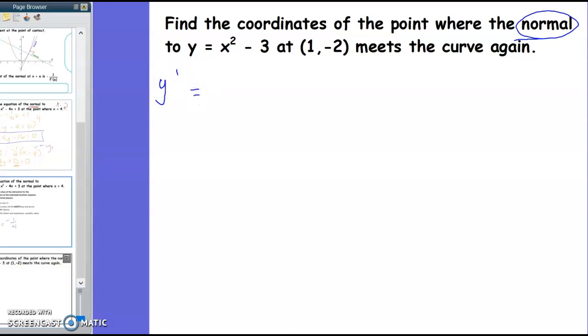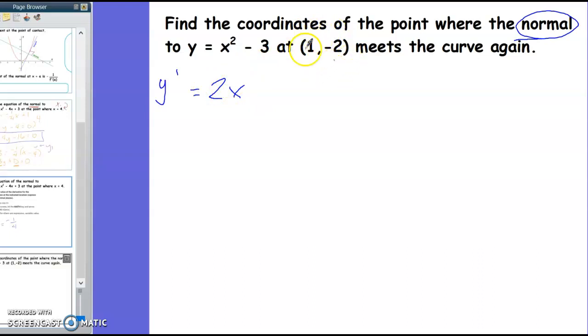All right, the derivative of x squared, that 2 is going to come down in front. 2x, 2 minus 1 is 1, so my new exponent is 1. And the derivative of negative 3 is 0. Derivative of any constant is 0, so there's my derivative. All right, and I need the derivative specifically at this point.